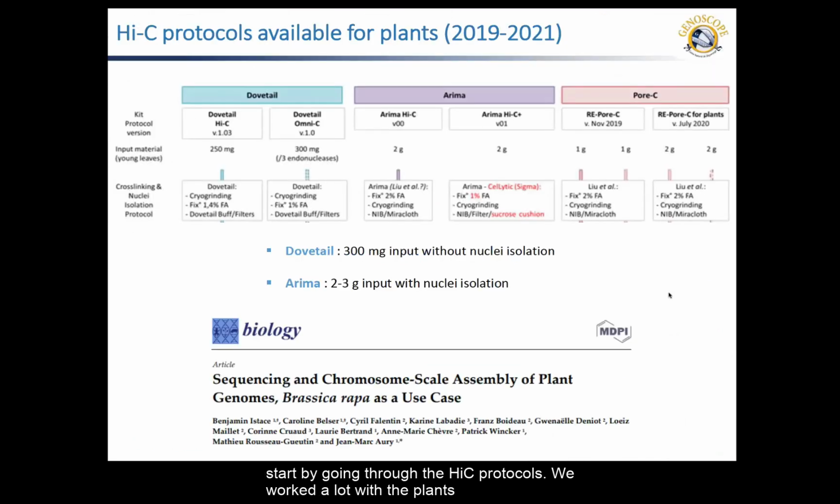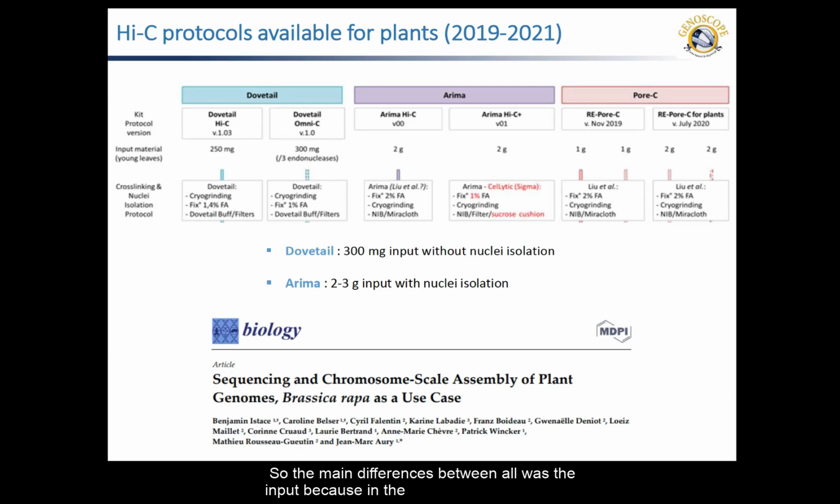When we started five years ago with the Hi-C protocols, we worked a lot with plants, and at the beginning there were many protocols available. We would like to compare the results we obtained for a Brassicaceae plant, Brassica rapa, comparing the Dovetail, Arima and Omni-C data.